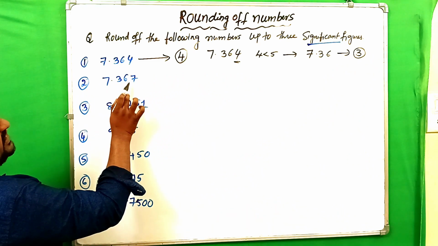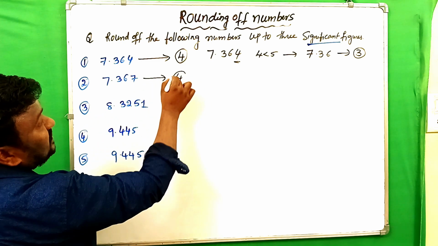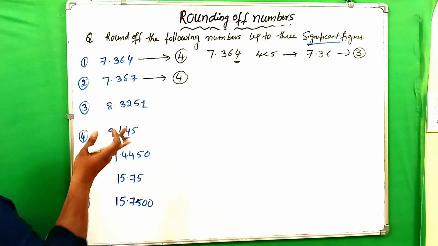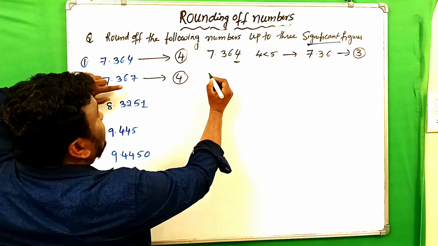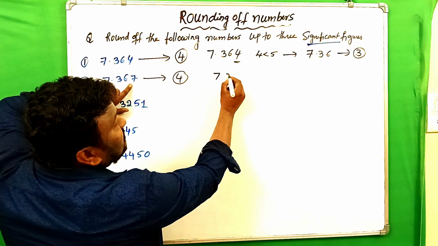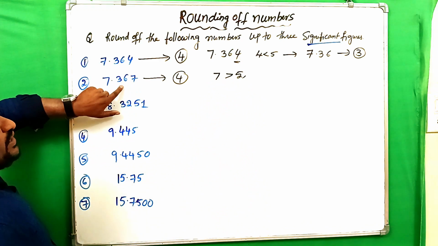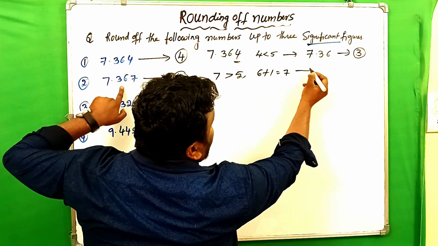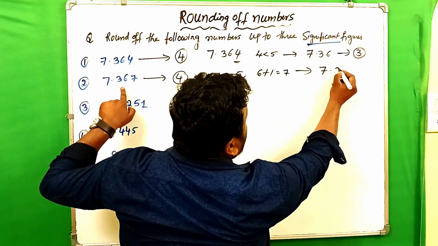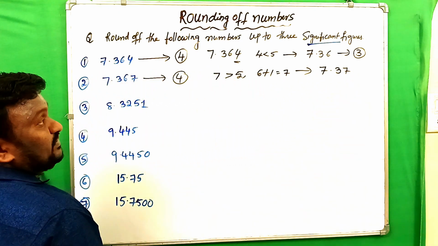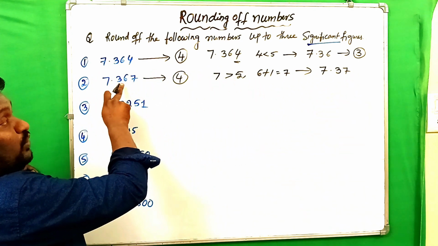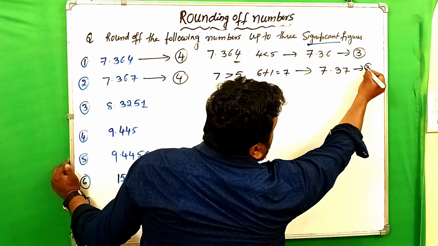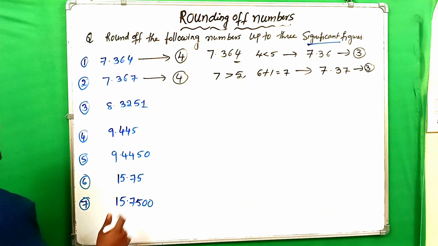And now here 7.367, which also has 4 significant digits, 1, 2, 3, 4, because all are non-zero digits and can be taken as significant figures. Now we have to check the last significant digit, which is 7, and that is more than 5. That's why the preceding number is increased by 1. 6 plus 1 is 7. So we write 7.37. When 7 is more than 5, we add 1 to the 6. Then 7.37 again has 3 significant figures.